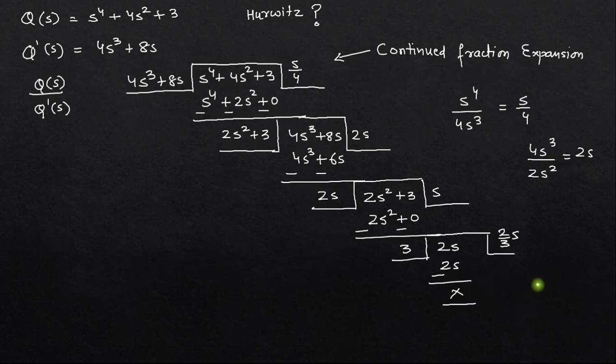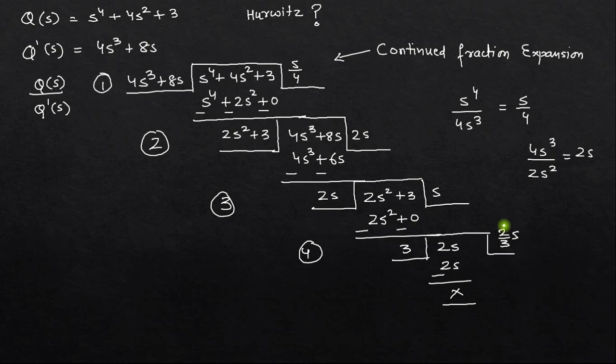Now I need to check whether the continued fraction expansion has been completely terminated or abruptly terminated. I will check it by checking the highest degree of the given polynomial, and the highest degree of the given polynomial was s raised to power 4. So that means the continued fraction expansion must have 4 steps. This is step number 1. This is step number 2, or the division number 2. This is division number 3, and this is division number 4. That means I can say that the continued fraction expansion has completely terminated.